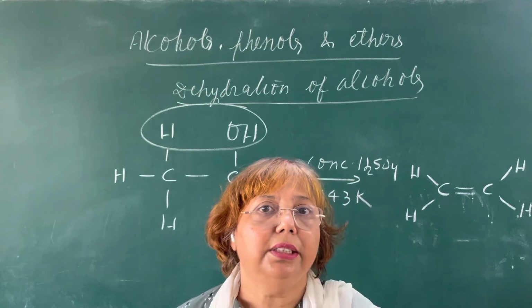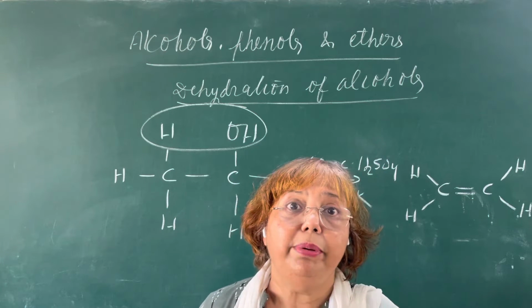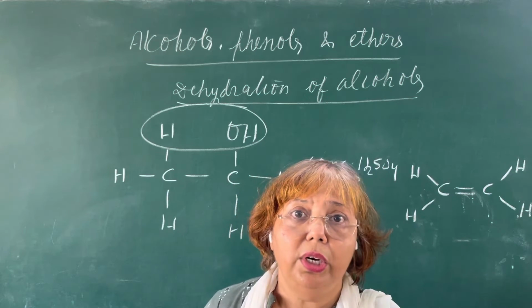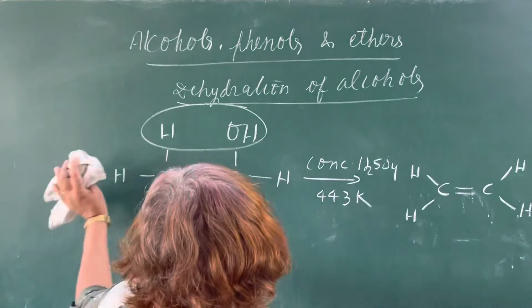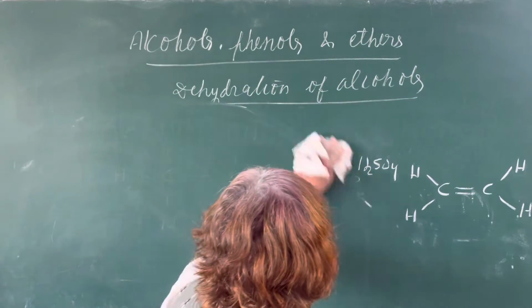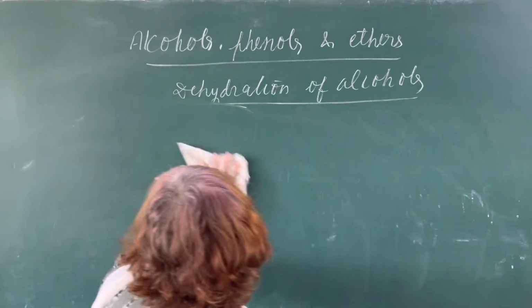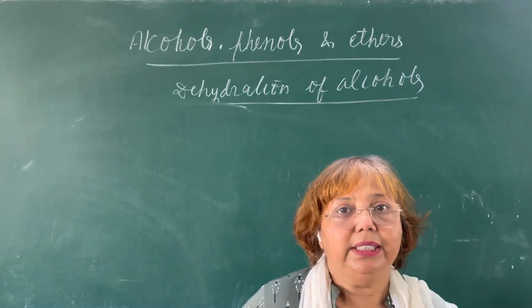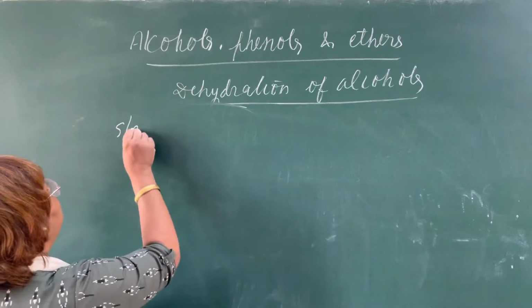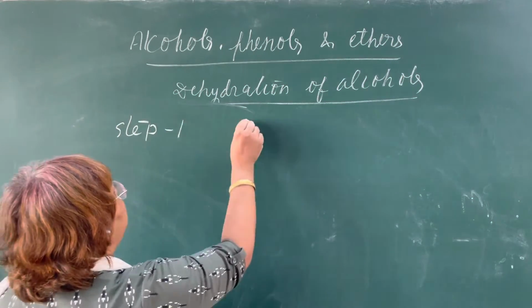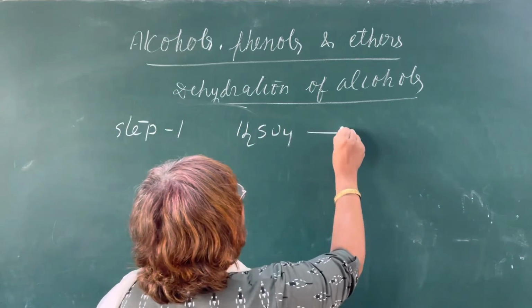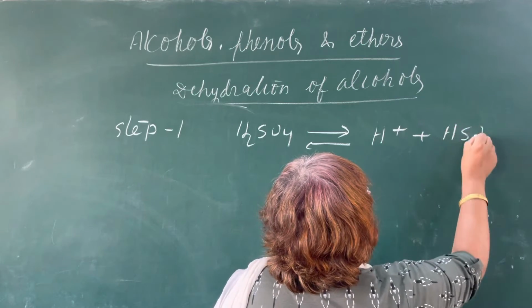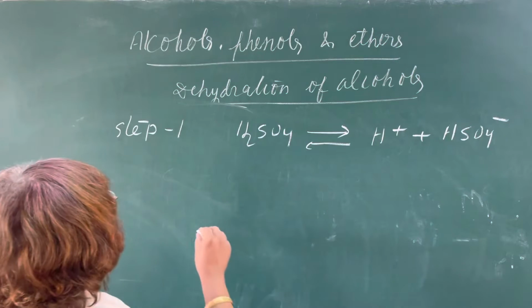Now let us see the mechanism, because once we know the mechanism, we are able to predict the product. So first of all, we will see the mechanism of dehydration, how dehydration takes place. So we are coming with ethanol only. This dehydration takes place not in one step only, but a number of steps are there in sequence. Step 1, H2SO4 gives H plus ion. H2SO4 ionizes to give H plus ion plus HSO4 minus.